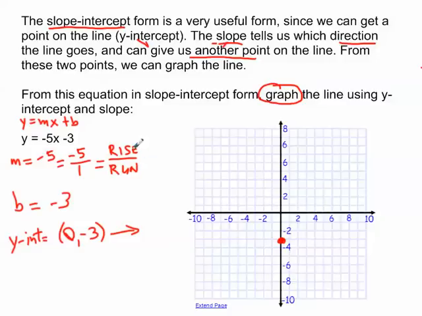We use the idea that rise over run is the slope. So from this red point, we have to rise -5, which means go down 5: 1, 2, 3, 4, 5. Remember, rise is how far up or down we go, and our run is 1. So there's our next point right there.